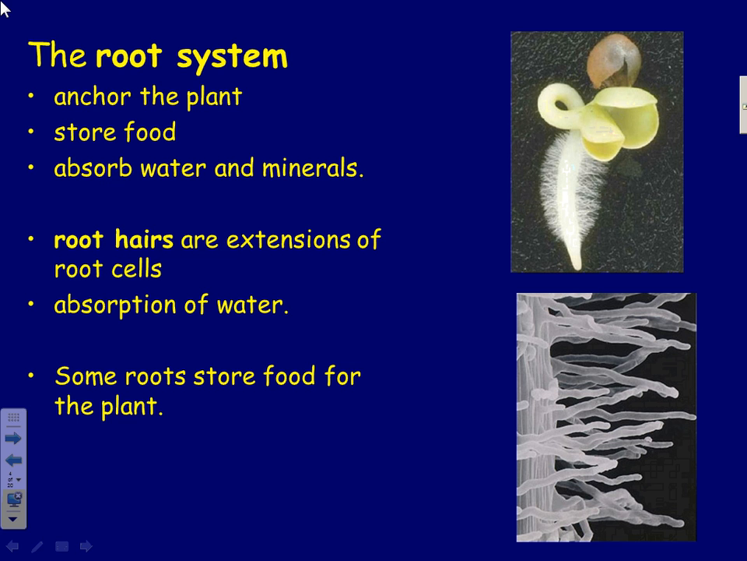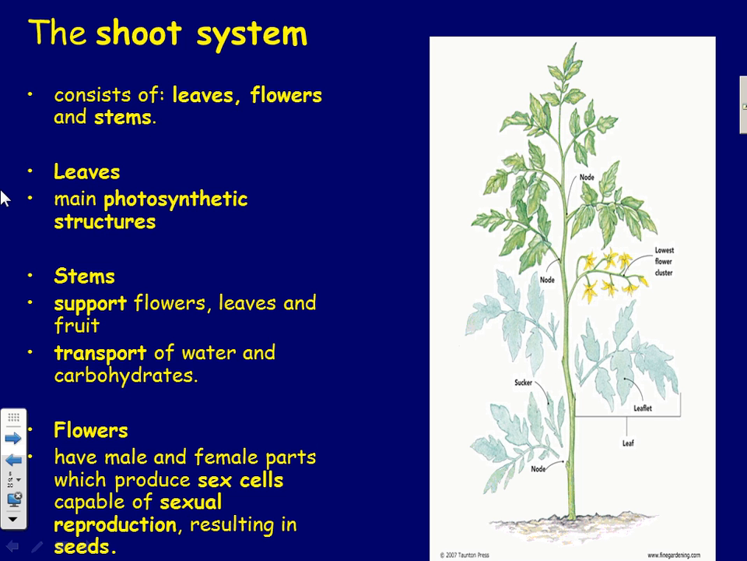Some roots store food for the plant, so things like carrots and potatoes, those I guess you call them tubers. I'm really not very good at that. Again, things like beets that have those large roots underground that store the food and we eat them often. So another function of the root system. Okay. The shoot system.